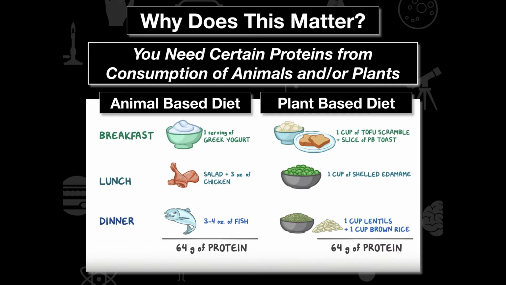Now, if we were eating a plant-based diet, well, we could have 1 cup of scrambled tofu and a slice of peanut butter and jelly toast. We could also eat 1 cup of shelled edamame, and then at dinner we could eat 1 cup of lentils and 1 cup of brown rice. Again, we are still getting the same 64 grams of protein, we're just getting it through 2 different diets.